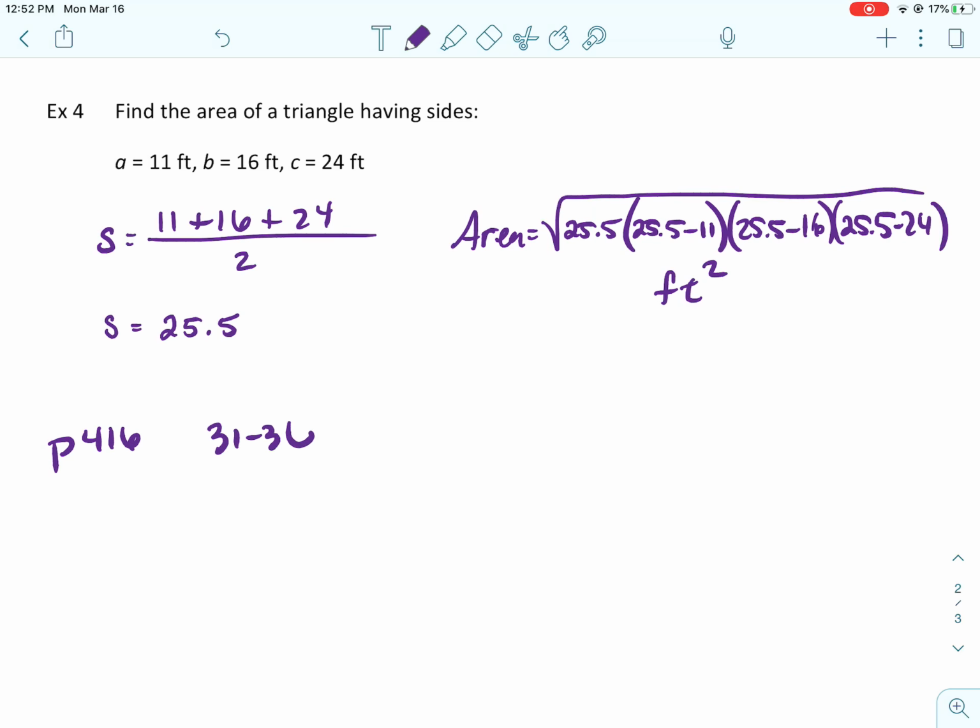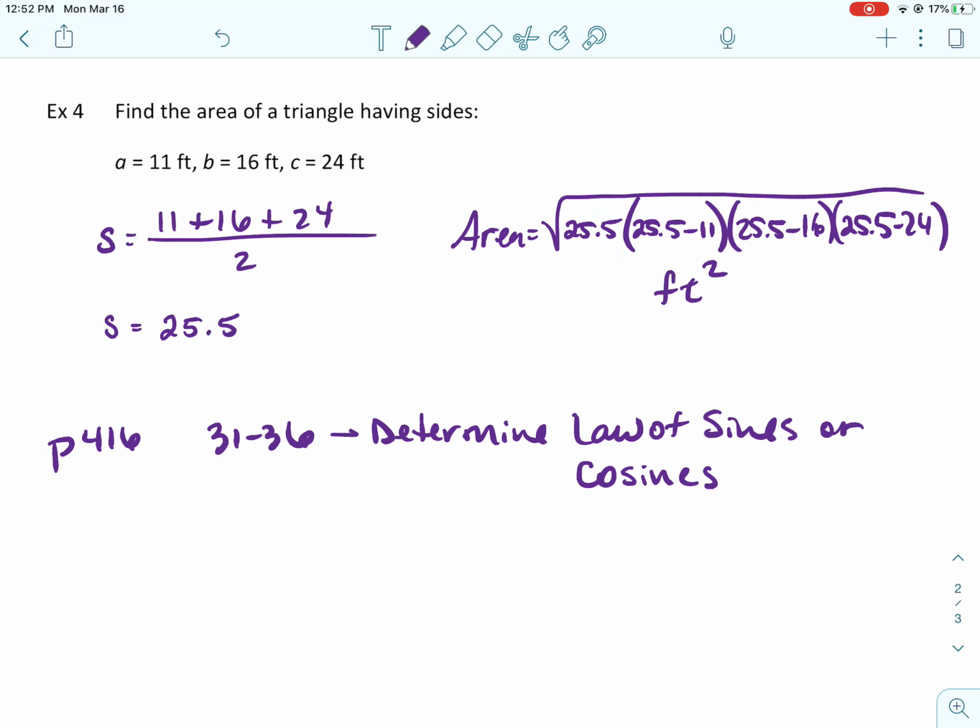Okay, so on your assignments, I'm going to have you on page 416. On 31 through 36, I just want you to determine law of sines or law of cosines. You don't have to solve them, even though the directions say to. All right, and then on the rest of them, it's actually the next page. Do what it says to do.